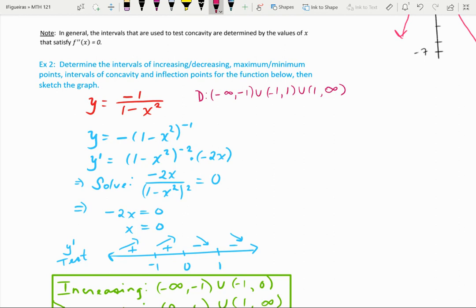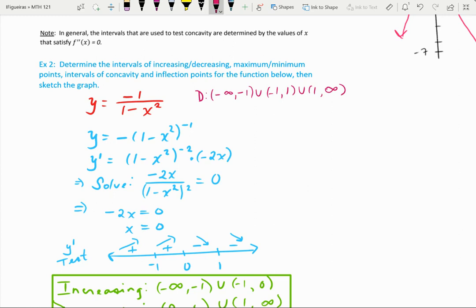So first thing I did here was I rewrote y as -1 times (1 minus x squared) to the -1. And the reason I did that is to avoid using the quotient rule when I take the derivative. The way I wrote it allows me to use just the chain rule. So in the next line, I multiply -1 by the negative on the outside of the binomial, so it becomes positive. Subtract 1 from the exponent, so I get -2 as an exponent. But then you have to multiply by the derivative of the inside, and that derivative is -2x. So in the next line, I just rewrote it in a different way.